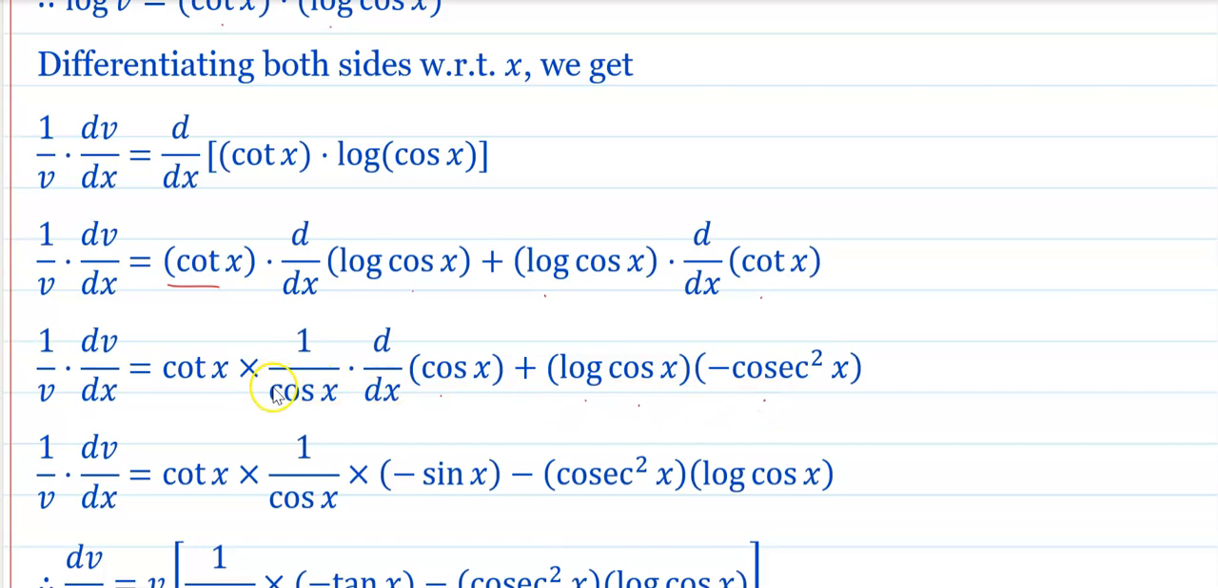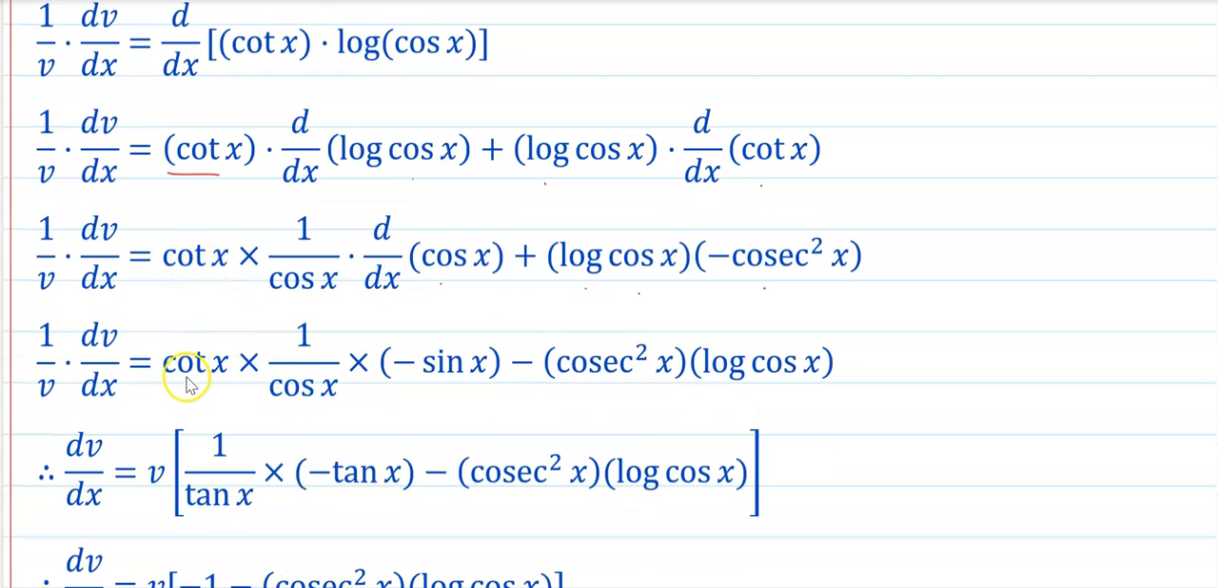Now we will do the simplification ahead. What will we do? This cot of x as it is. What is the derivative of cos x? Minus sin x. Again, minus sin x upon cos x, you will get minus tan. Again tan into cot, you will get 1 there. Next, look here. Minus cosec x square into log of cos x.